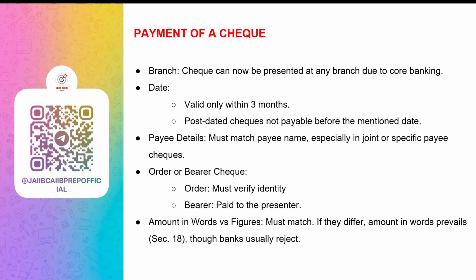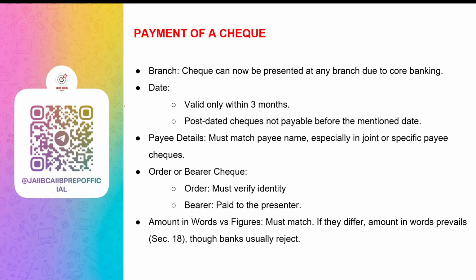Payment of a check. When a bank receives a check for payment, it cannot and should not blindly pay it. The bank has to follow certain things. Number one, the bank checks the branch on which the check is drawn. Normally, checks should be presented at the branch where the account is held. However, with core banking systems, checks can now be paid at any branch of the bank, not just the one where the account is located.